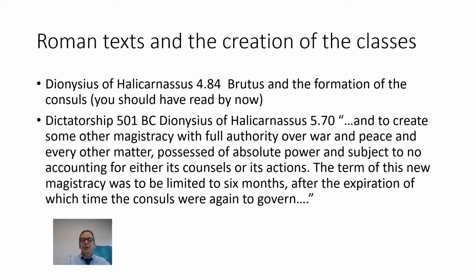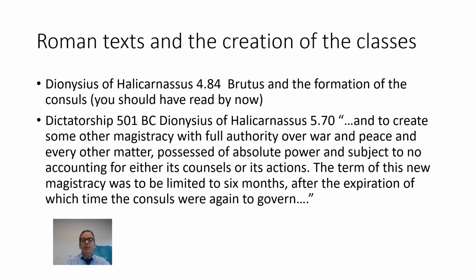And I've also given you a little bit here from Dionysius, his 5.70, on the creation of the dictatorship. So what we'll find is that you have a series of social structures or government structures built within the early Roman Republic, and at the top are the consuls, so you'll have two consuls.